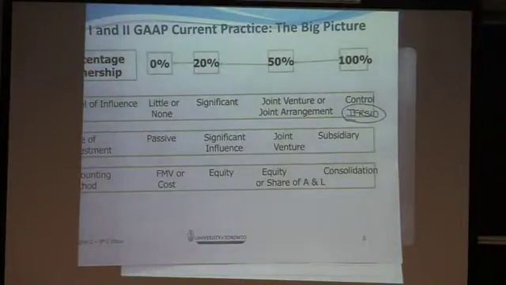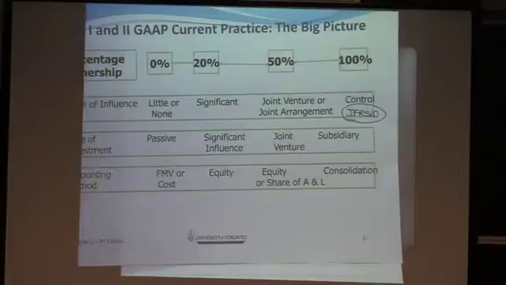It basically says control exists if and only if the investor has power over the investee, has exposure or rights to variable returns from its involvement with the investee, and has the ability to use its power over the investee to affect the amount of those returns. It has to have all three of these. So that's the new definition of control.